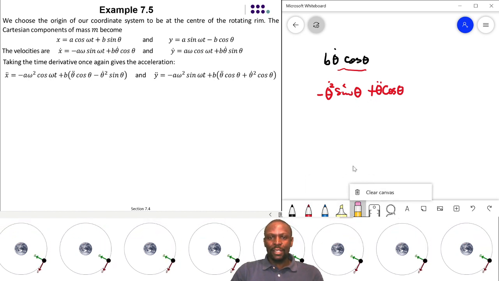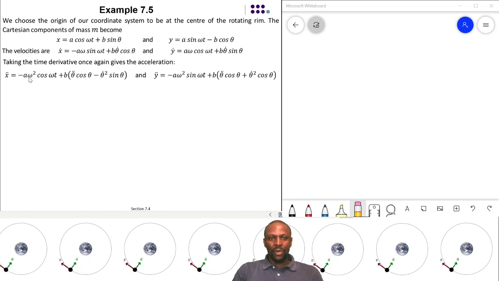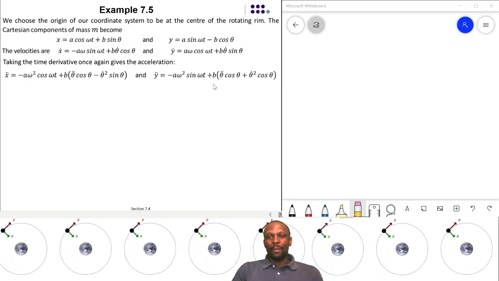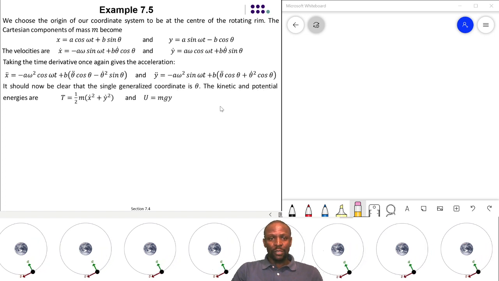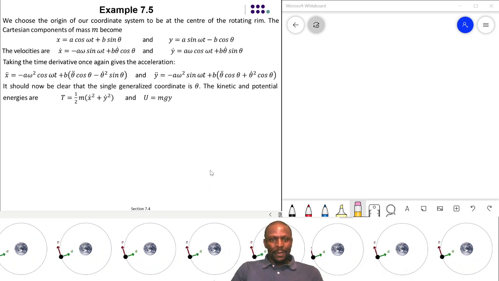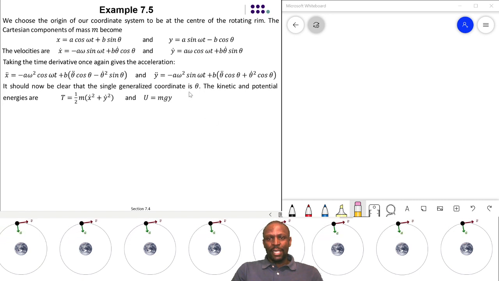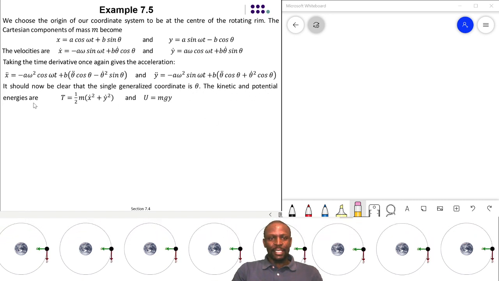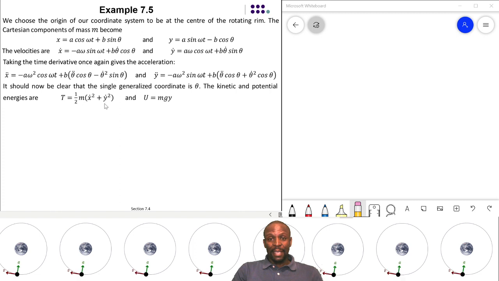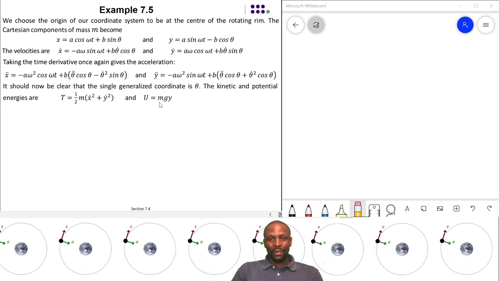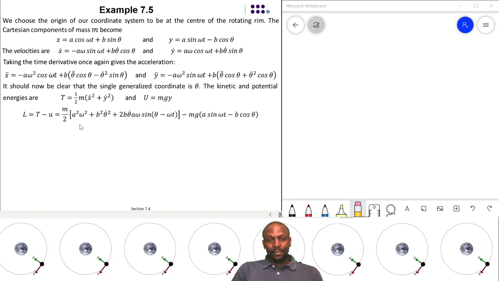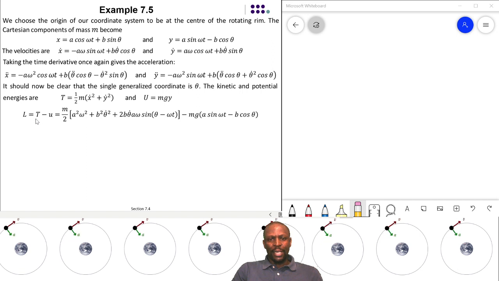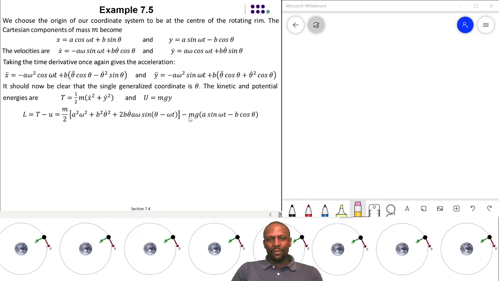Right. Now, if you plug everything back into that equation, this is what you are going to have as an equation of motion. And you apply the same with the y double dot. So that will be your equation of motion. Now, it should be clear that the single generalized coordinate is theta. The kinetic and the potential energies are just given by this. Now, the Lagrangian in that case is just given by this, because we know what T is. Therefore, you just have this.